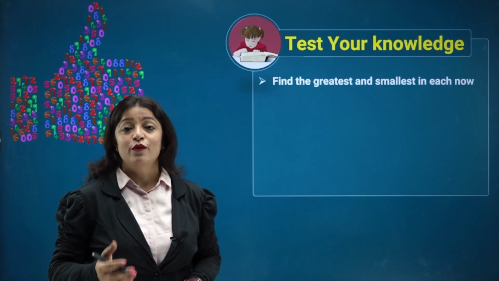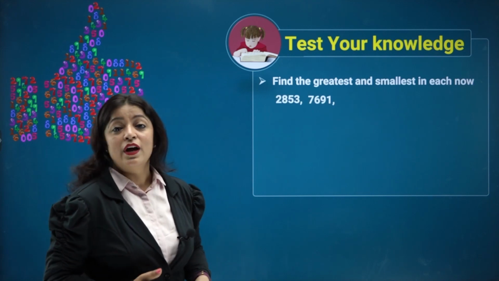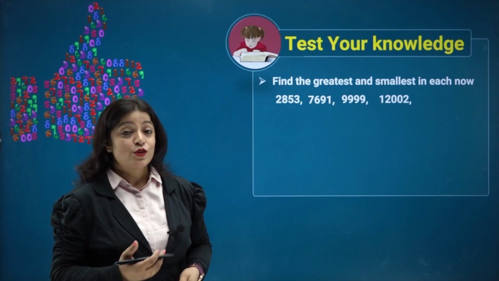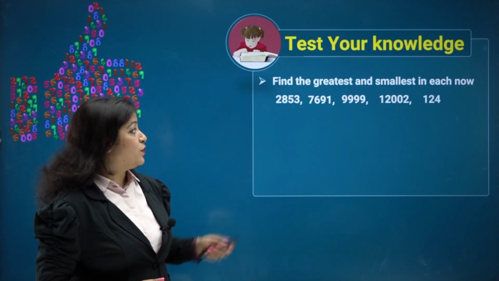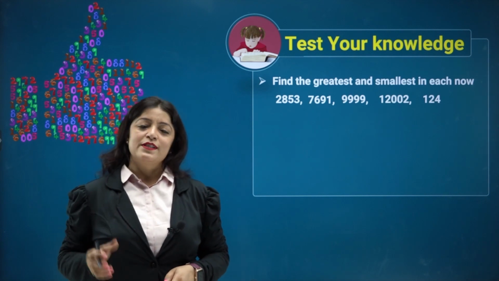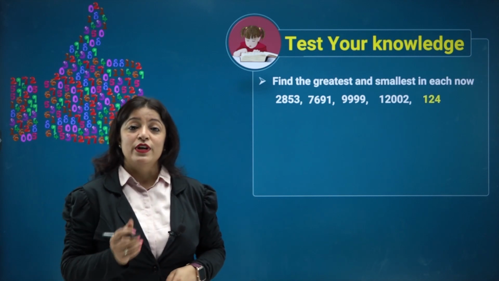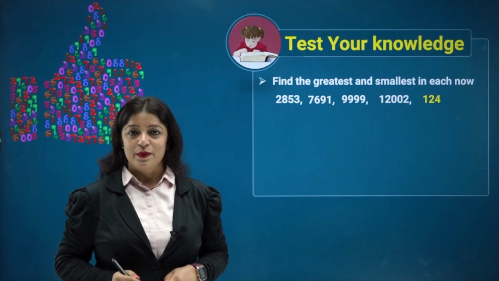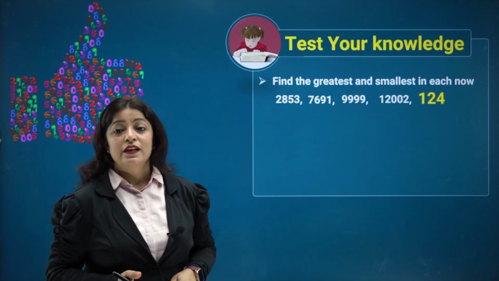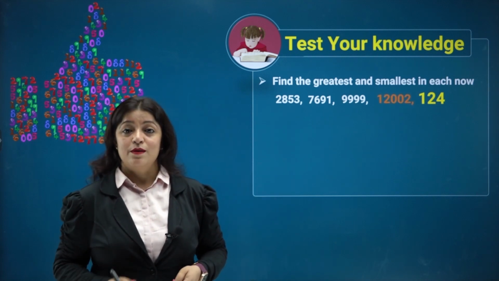So let us see how we can compare different numbers. If in a row some numbers are given to you, and we need to find which is the greatest and which is the smallest of all of them, how can we compare? Just see, you can see 5 numbers here in this row. Which one of them is the smallest? By looking at this, you can say that the number 124 is the smallest number. And which number is the greatest? You can find here that the number 12,002 is the greatest number.